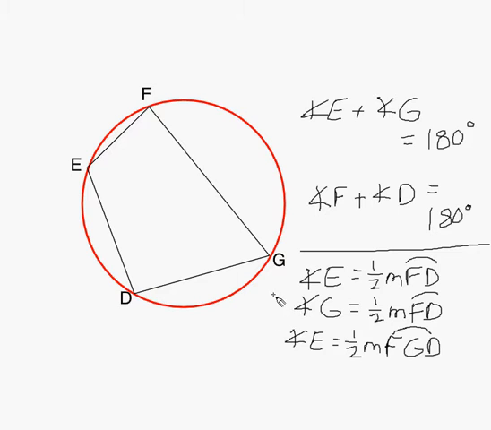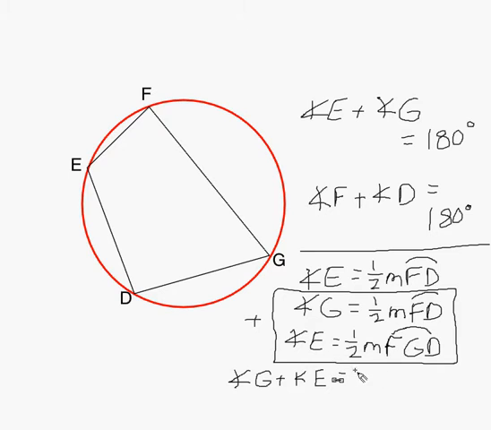Okay, so now we've got these two equations. We know that angle G is 1/2 of the measure of FD, and angle E is 1/2 of the measure of FGD going around this way. If we add both equations together, we end up getting that angle G plus angle E equals 1/2 times the measure of arc FD plus the measure of arc FGD. But notice, the measure of FD plus the measure of FGD is equal to a full circle. It's equal to 360 degrees.